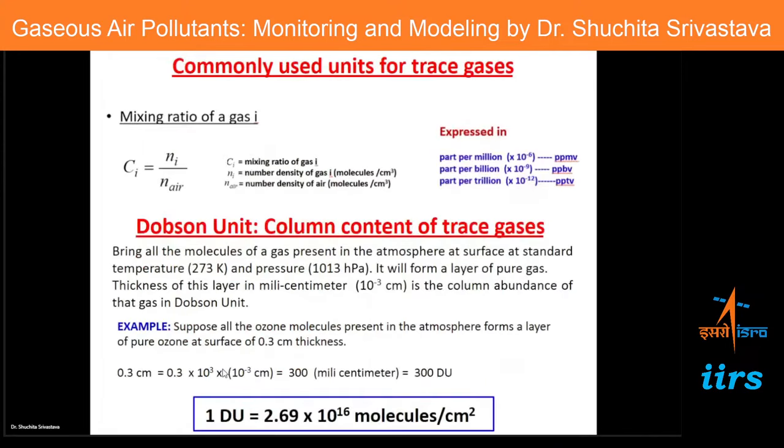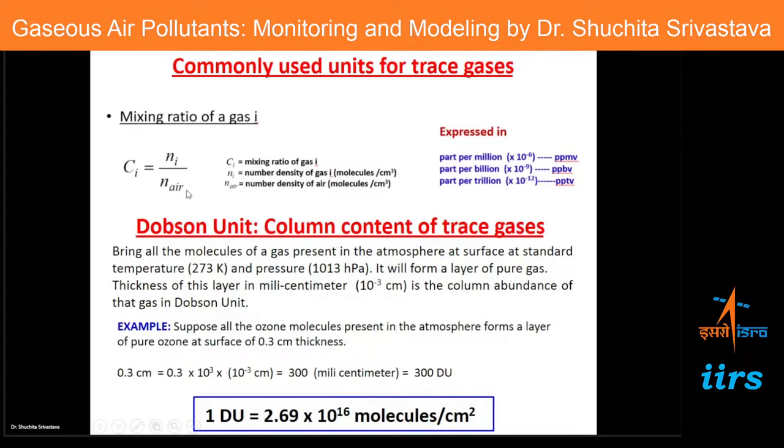So what is the unit of these trace gases? We are going to focus on gaseous air pollutants in the present lecture. So what is the commonly used unit for trace gases, except microgram per meter cube? Mixing ratio. Mixing ratio is widely used for the measurement of trace gases. It is a ratio of the number density of the given gas to the number density of air. Here you can see this is a ratio of the number density of that gas to the number density of air.